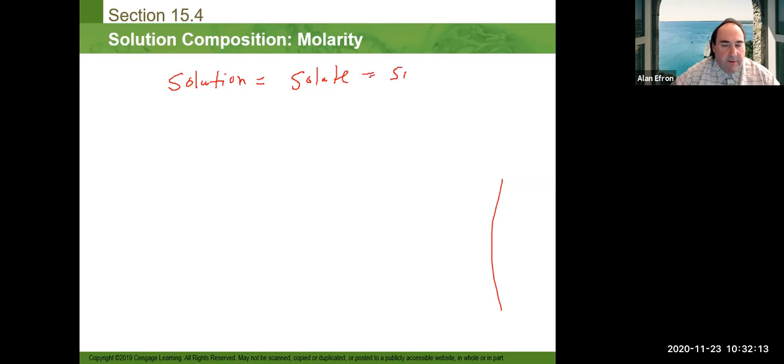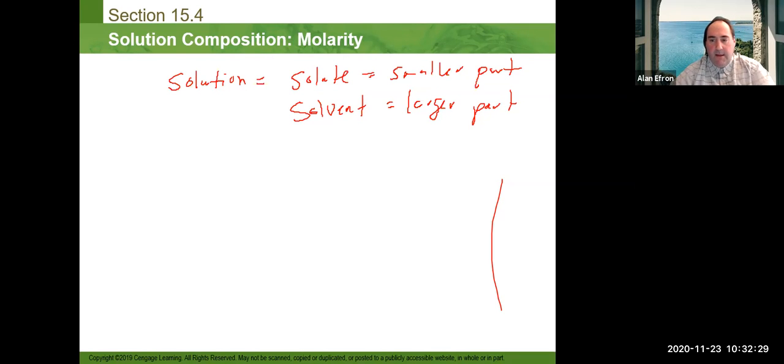which is the smaller part of the solution. And there's also the solvent, which is the larger part of the solution. So remember, those two really do make up an entire solution, the solute being, again, that smaller part, which a lot of times is a solid.